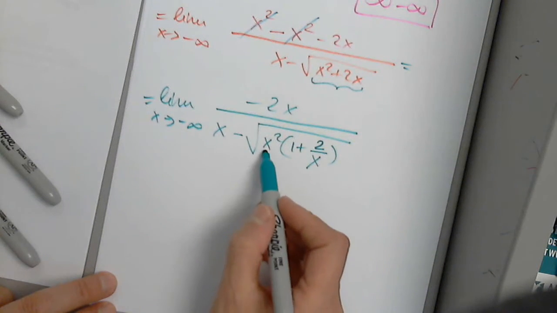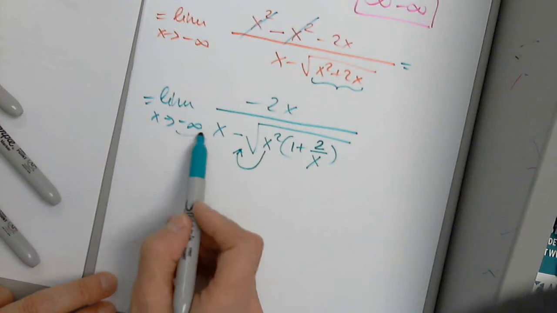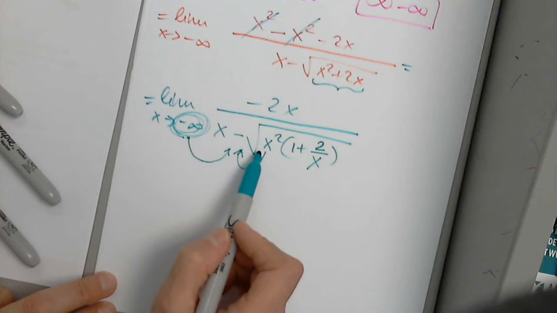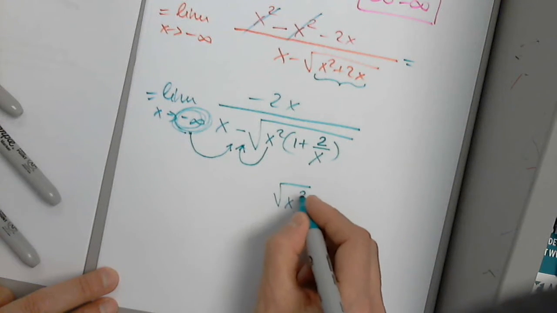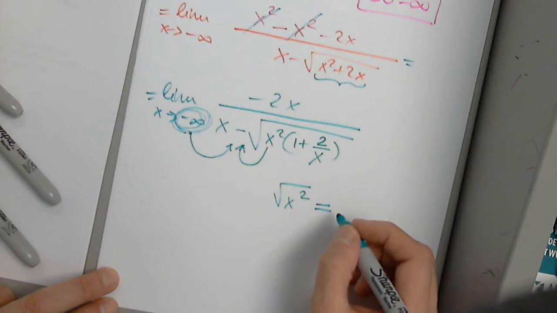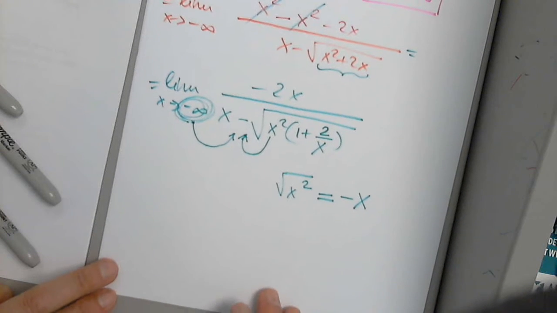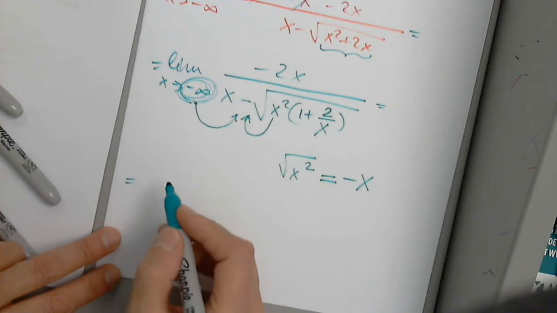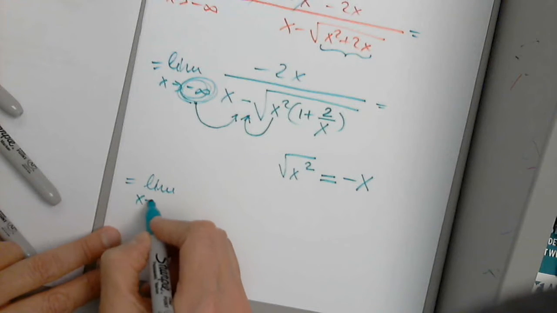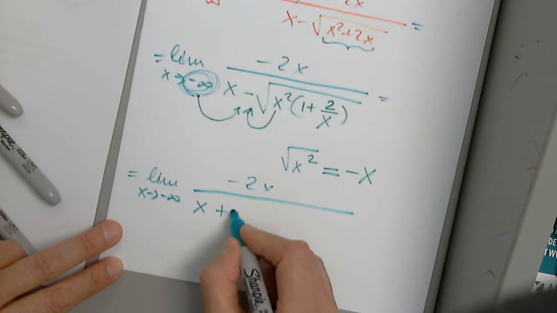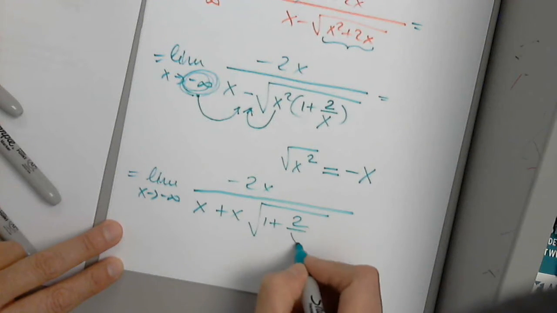Excellent. Now I have to remove this and put it out. But this is extremely important. This will tell me what goes out from the square root. So the square root of x squared when x approaches negative infinity will be replaced by negative x. Awesome. You got your extra credit. So limit as x approaches negative infinity of negative 2x over x plus x times the square root of 1 plus 2 over x.